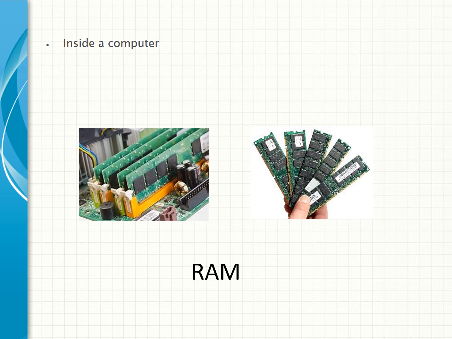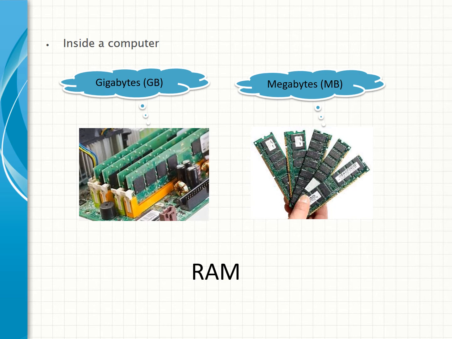RAM is measured in megabytes or gigabytes. The more RAM you have, the more things your computer can do at the same time. If you don't have enough RAM, you may notice that your computer is sluggish when you have several programs open. Because of this, many people add extra RAM to their computers to improve performance.